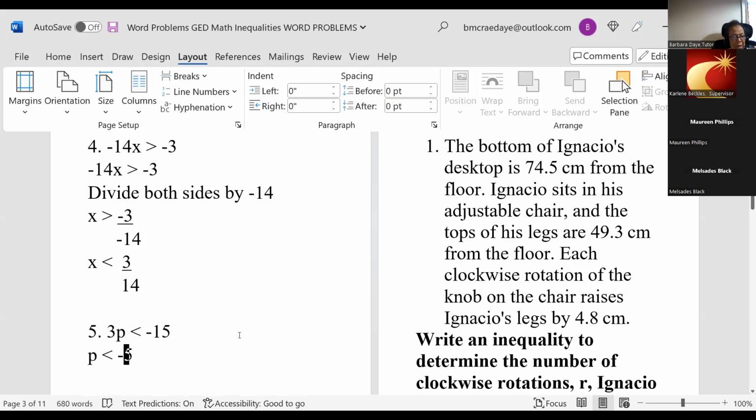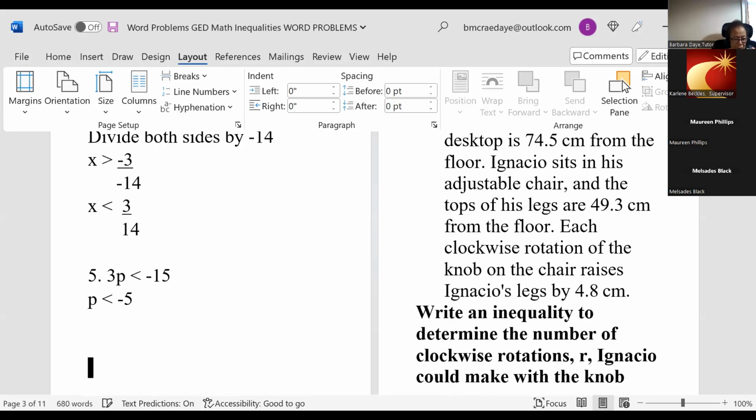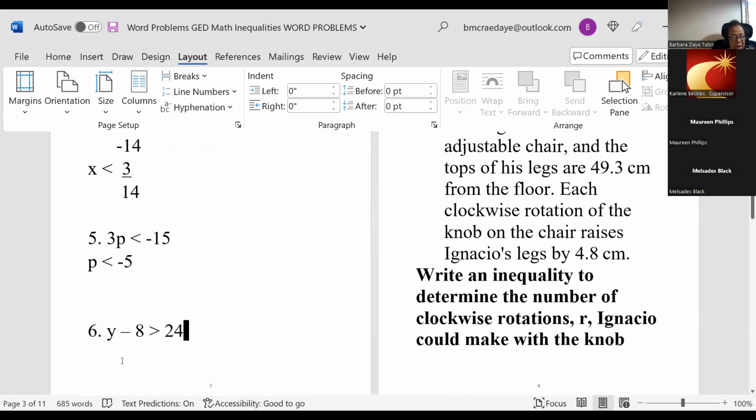Okay, let's do a subtraction. Number 6. Y minus 8 greater than 24. What is my inequality?